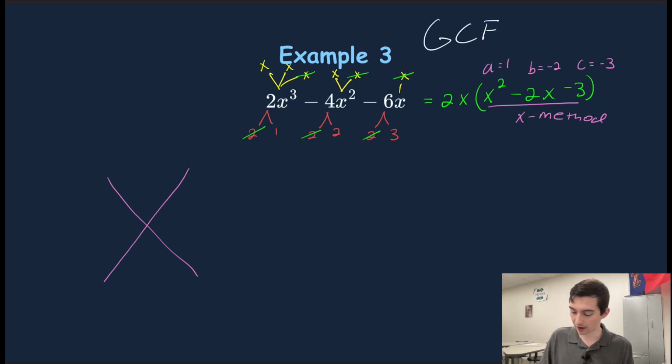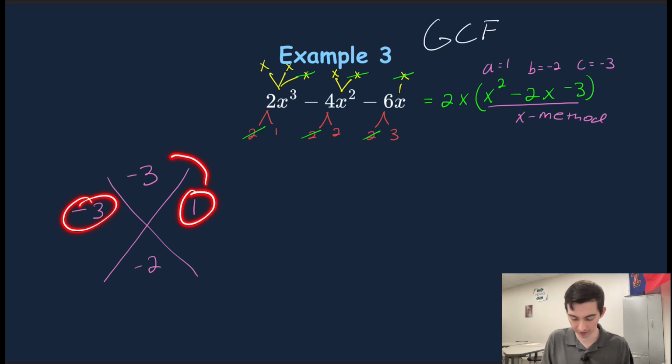So a times c on top, I've got 1 times negative 3, which is just going to give me negative 3 up top. And then my b, negative 2, goes on bottom. Now what are some numbers that multiply to negative 3? Well, the only thing would be 3 times 1. And if we want these to subtract, we want the signs to be different. We want to end up at negative 2. So I need to make this 3 a negative. So negative 3 times positive 1 gets us negative 3, and 1 minus 3 gets us negative 2.